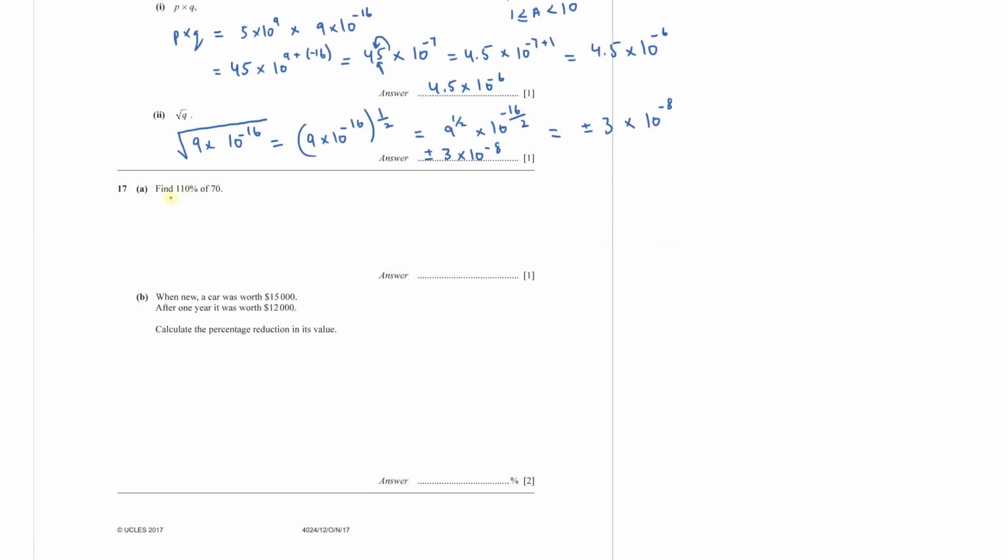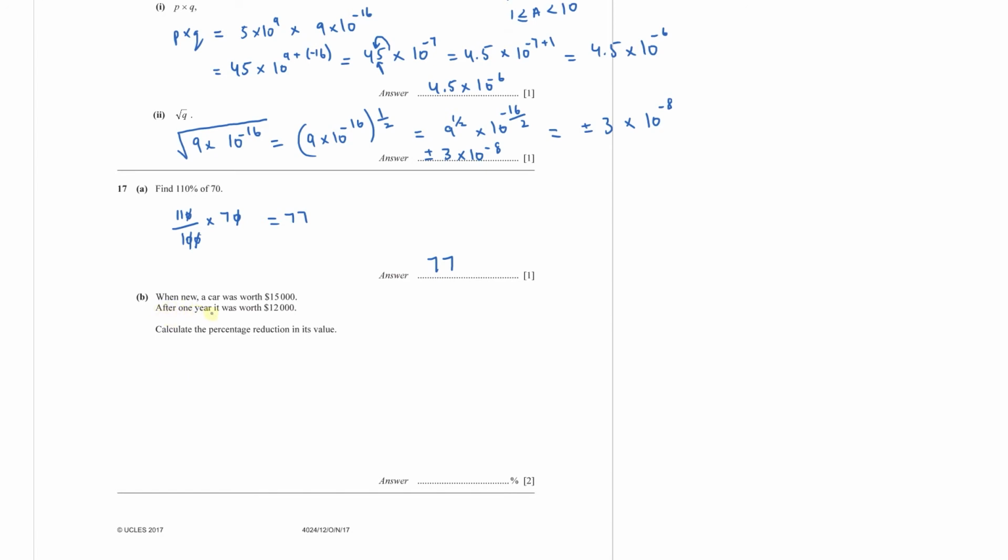So question number 17 is find 110% of 170. So 110% of 170 will be given as 110 by 100. You remove the percentage sign and divide by 100. Of 170 means multiplied by 170. So this 0 cancels out, this 0 cancels out, and 7 times 11 is 77. So your answer is 77.